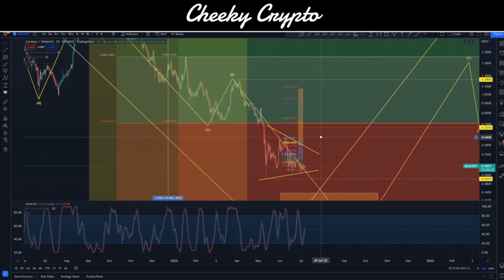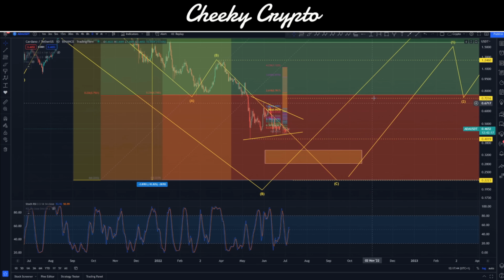If I remove that, what that looks like is a giant ABC structure. Inside our C wave here, we have this drop like so, and all of that is playing out, and it looks like we have the macro move to the downside. I'm not saying that we might not have some short-term bounce upwards, that's definitely possible, but our macro trend direction is very much to the downside, so we cannot ignore that. The bottom hasn't come in, in my opinion, here for Cardano's ADA.